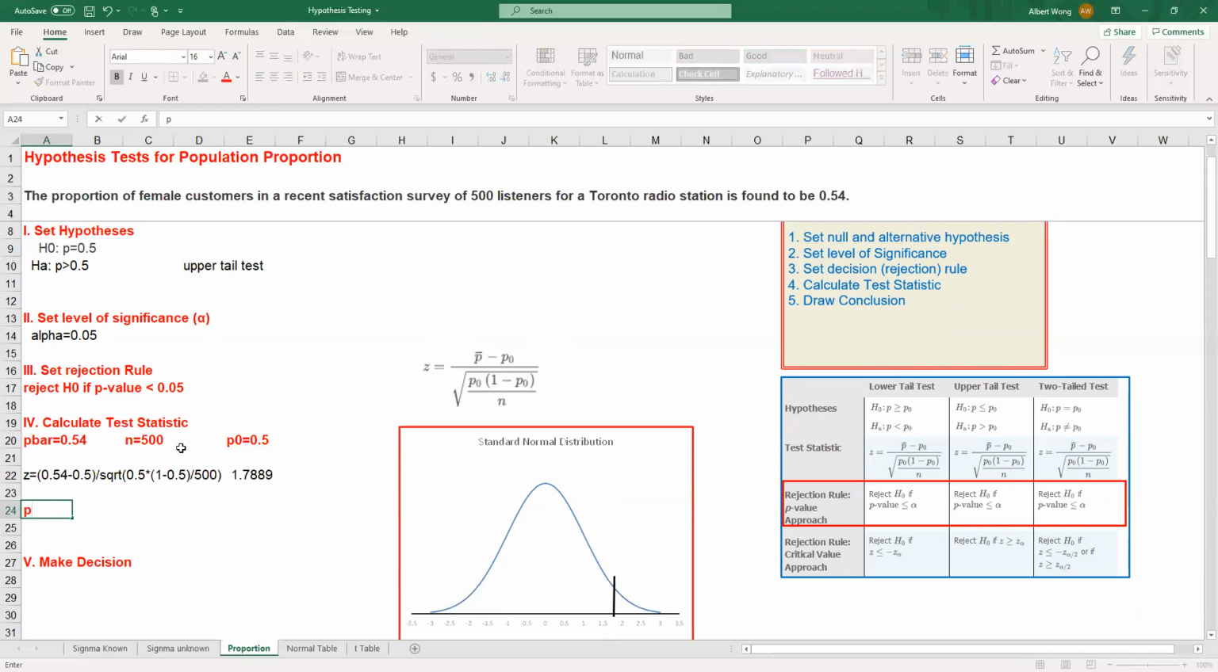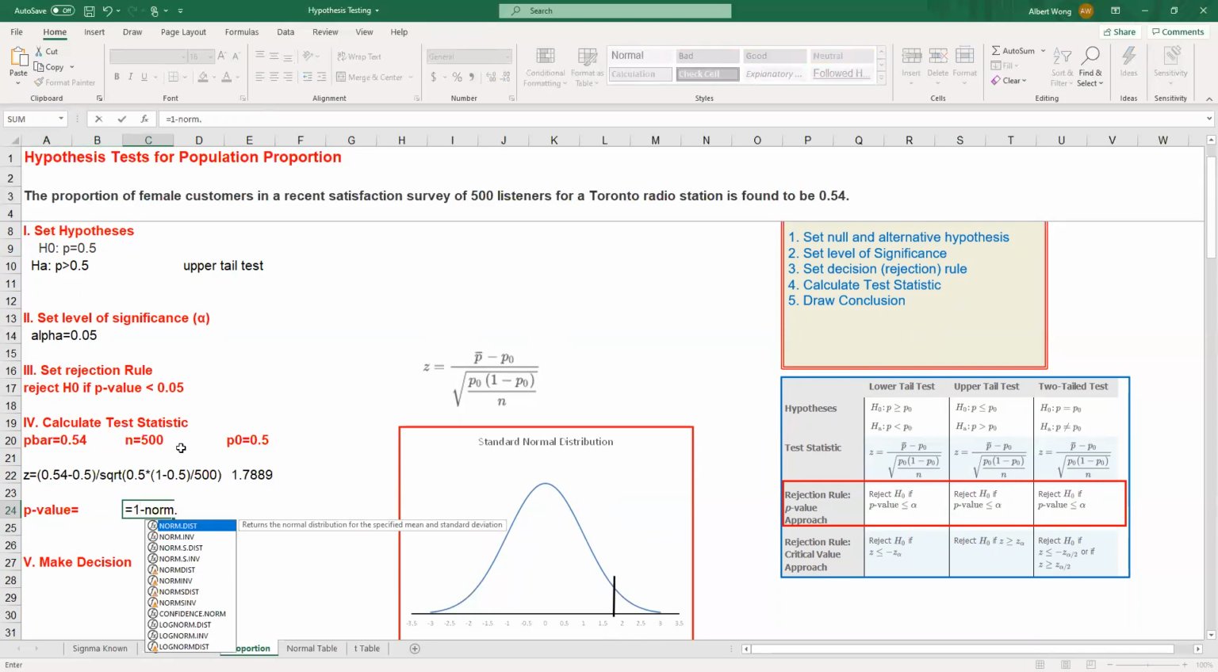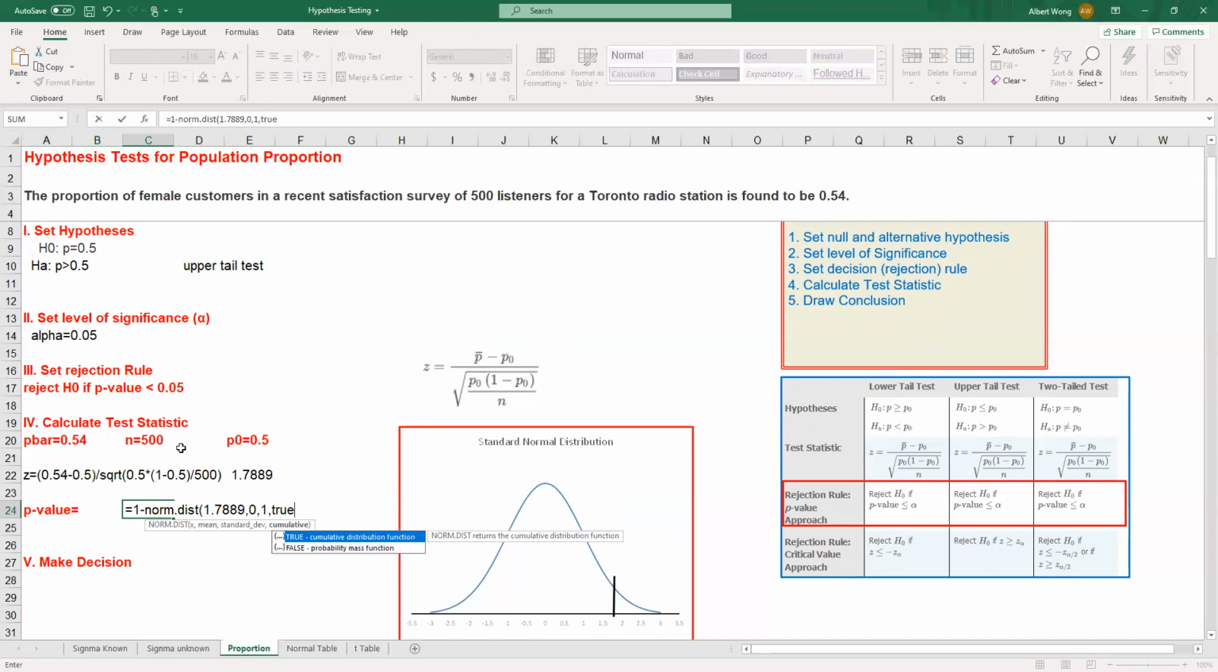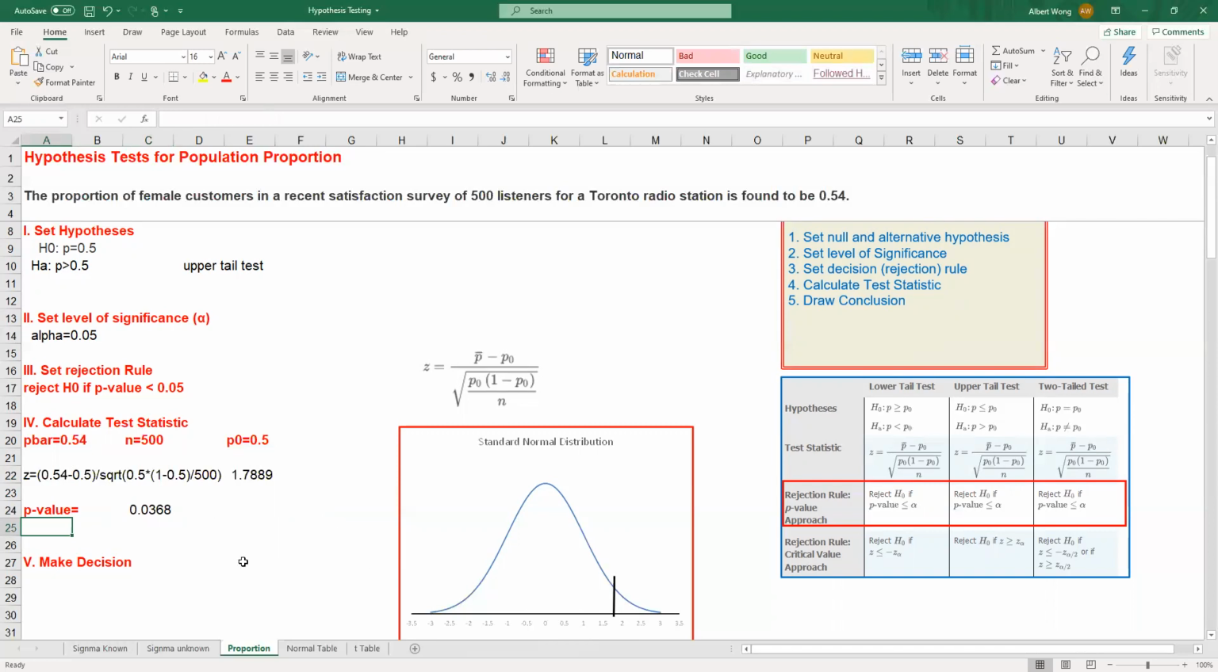So the p-value is equal to 1 minus NORM.DIST of 1.7889, mean 0, standard deviation 1, and true. The reason it's 1 minus is that we're looking for the upper tail. NORM.DIST gives us the lower tail, and the table gives us the lower tail, so we do 1 minus. And so the p-value is 0.0368.